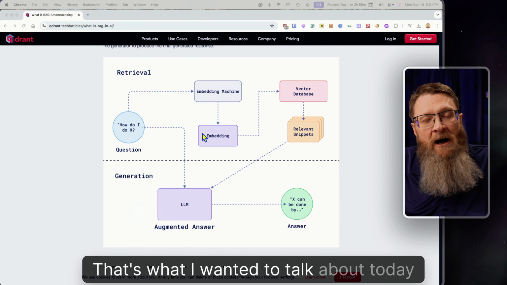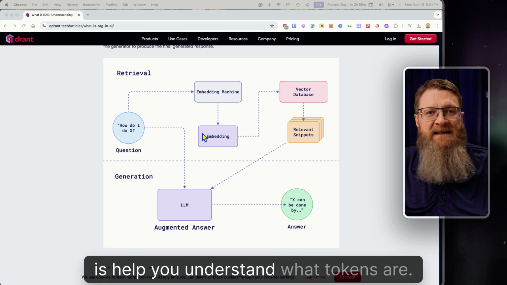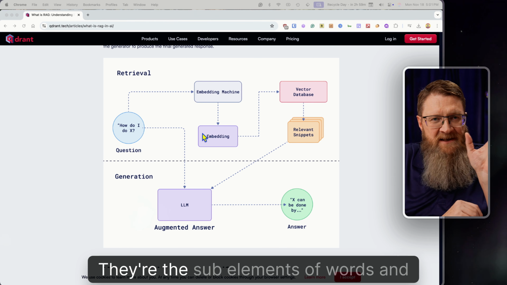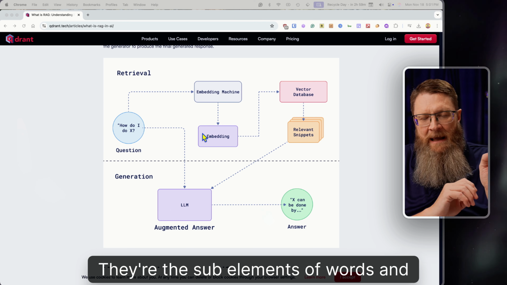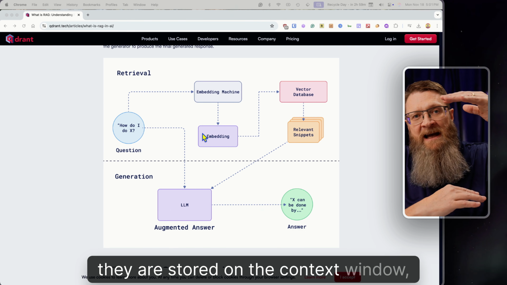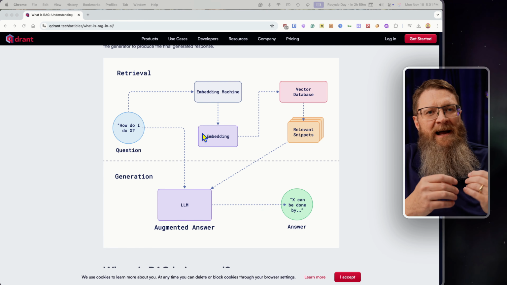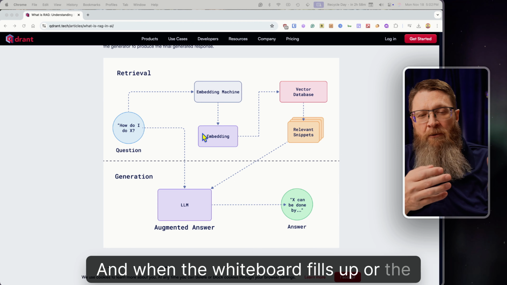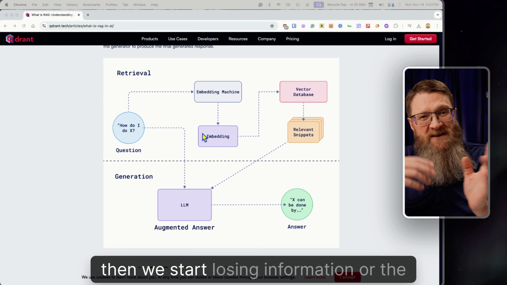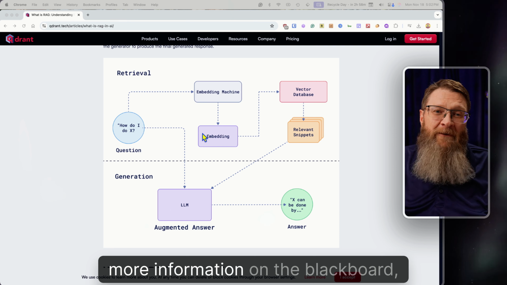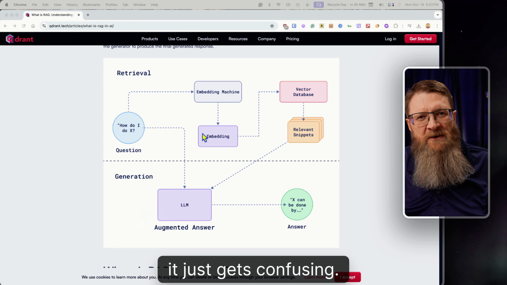That's what I wanted to talk about today, to help you understand what tokens are. They're the sub-elements of words, and they are stored on the context window, which is the whiteboard. And when the whiteboard fills up, or the blackboard fills up, then we start losing information, or the more information on the blackboard, it just gets confusing.